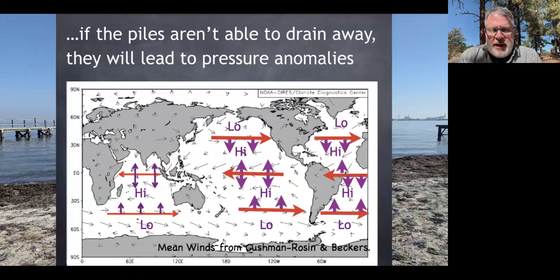But let's think back to our Ekman transport diagram. Our climatological winds are in the red, which force Ekman flow, Ekman transport, in the purple, which leads to low and high pressure zones where the Ekman transport either piles up or drains out the water. This is assuming that the piles aren't able to drain away, which is a kind of big assumption, but that's the way it works out here. We'll talk about why that is later. But if the high pressure stays where the convergences are and the low pressure stays where the divergences are, then we actually have a sense of what the geostrophic flow should be like.